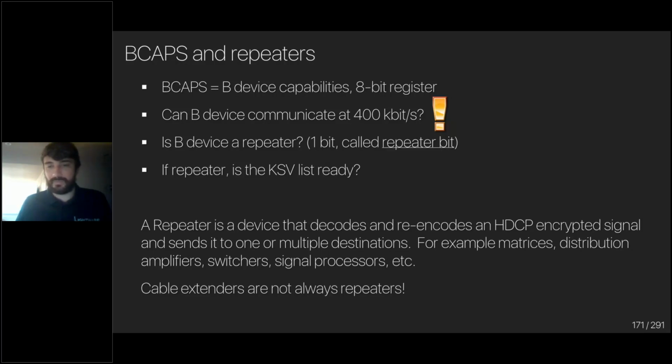When a B device is a repeater, it has to collect the public keys of all connected devices. There's another bit that indicates whether the public key list is ready or not. The repeater has 5 seconds to collect this information, but the source doesn't always want to wait 5 seconds, so it continuously asks the repeater whether the public key list, also called the KSV, the key selection vector, is ready. So when this bit changes to 1, that means the list is ready.